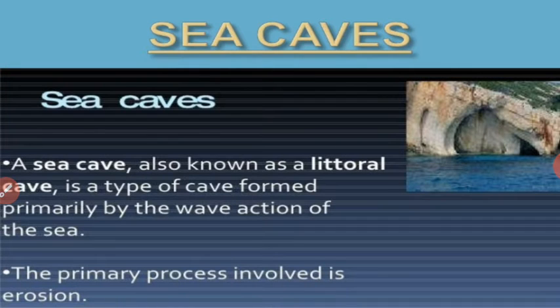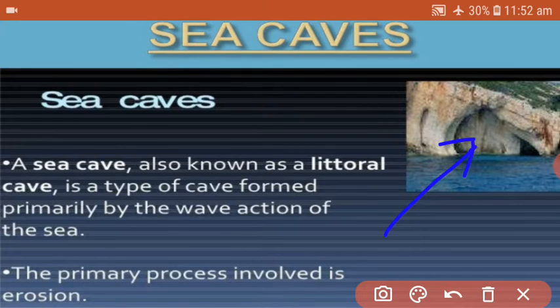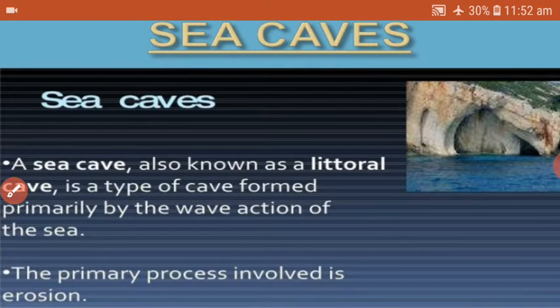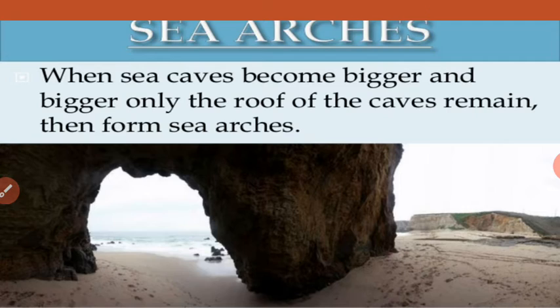You can find the picture of a sea cave, also known as a littoral cave. Littoral means a place that is near the sea. It is a type of cave formed primarily by the wave action of the sea. Because of the continuous waves there is erosion in the rock, and that's how sea caves are formed. And that primary process, purely and only, is erosion.